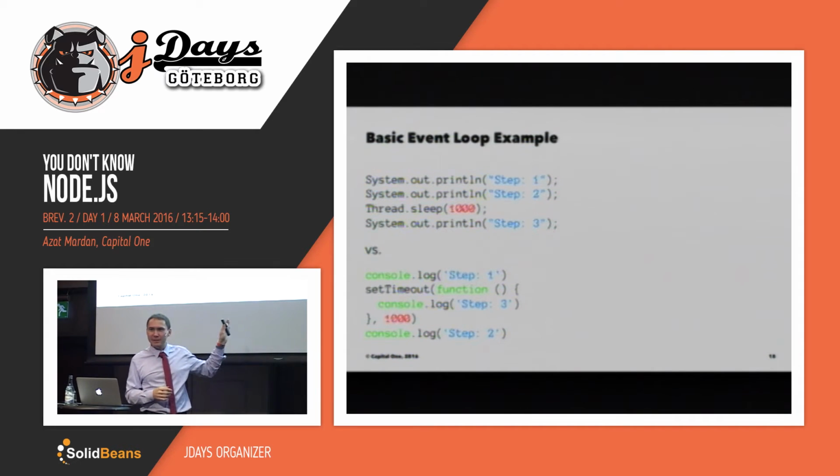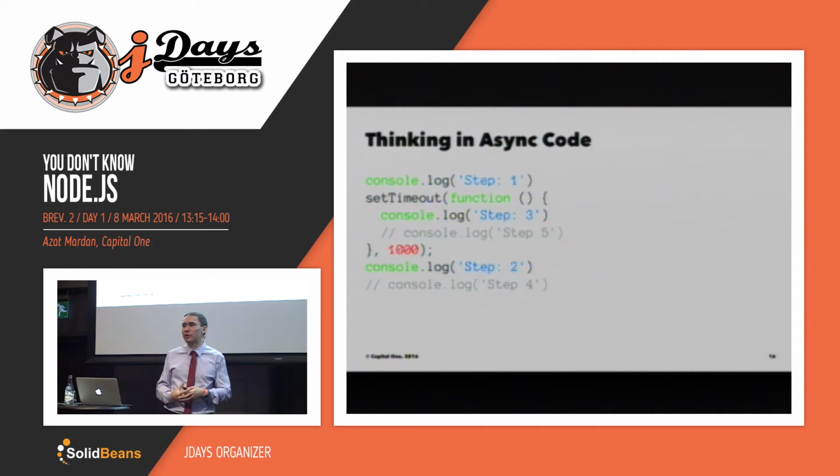So the top part is a snippet from Java. In this snippet, we're just putting the whole thread to sleep, and nothing would happen until 1 second has passed, right? In the Node.js example, functionally, it's doing the same. Step 3 would be outputted after 1 second. But the key difference here is that the process would not be blocked. So we can have some extra code executing. We can have this process do some other work while that second is passing. And that's a key advantage of Node.js.